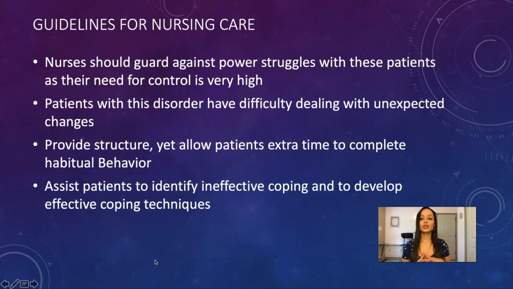Guidelines for nursing care: nurses should guard against power struggles with these patients as their need for control is very high. So don't bring your ego into it. Don't bring in that you have to be in control, because they want to be in control and you're just going to clash. Patients with this disorder have difficulty dealing with unexpected changes. Provide structure, yet allow patients extra time to complete habitual behavior, and assist patients to identify ineffective coping and to develop effective coping techniques, and help them understand how being so rigid is affecting their relationships negatively.